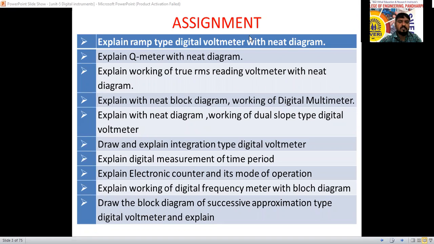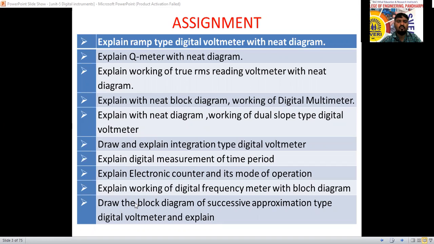Okay, so how many questions are there? 1, 2, 3, 4, 5, 6, 7, 8, 9, 10. 10 questions are there. These 10 questions you have to write in the assignment as the 5th assignment. The first question is: explain ramp type digital voltmeter with neat diagram. So we are going to use the ramp generator here now. Based on that, we are going to operate the digital voltmeter. So you have to draw the circuit diagram. You have to explain each block and the working of that one. You have to explain this question.